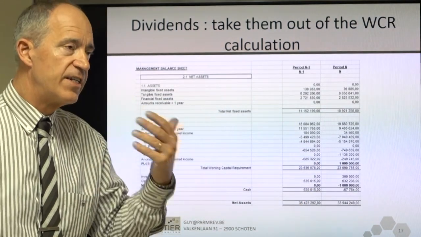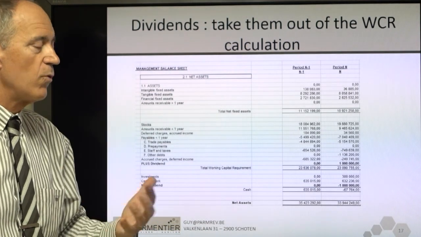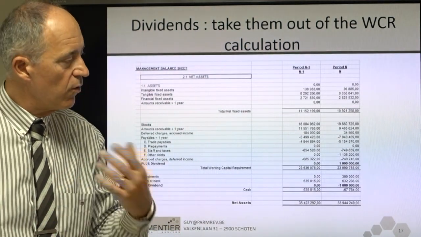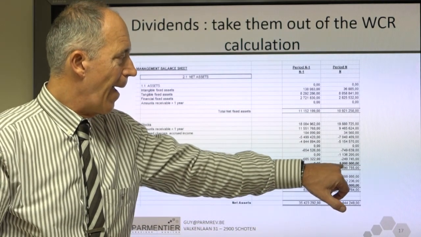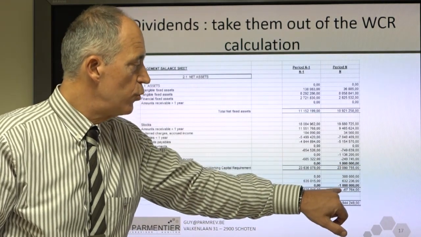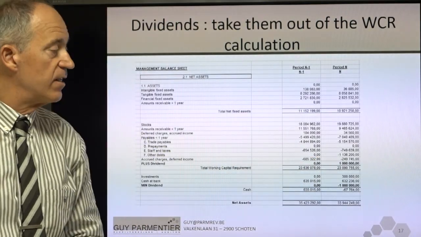And if you have another debt and it is a dividend, you know that the shareholders will normally take their dividend. So what do you do? You add back your dividend and you deduct it from your liquidities.